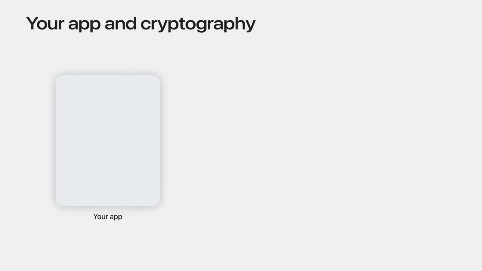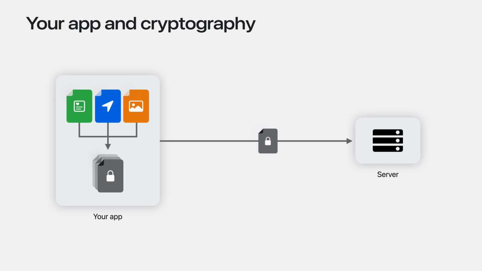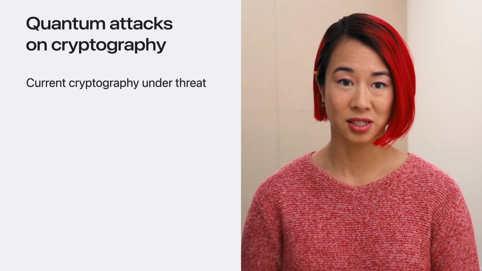Think about an app that has access to personal and sensitive data, like health, location, and photos. It uses cryptography to protect this data. For example, it uploads this data to a server for backup and synchronization across devices. This data is protected with TLS. For these and many other workflows, cryptography is critical to the security of user data. However, this cryptography is under threat from quantum attacks.